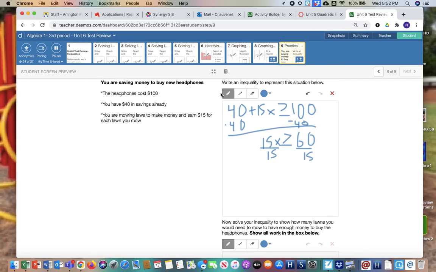60 divided by 15. Again, use the calculator here if you need to. 60 divided by 15 gives us 4, so x is greater than or equal to 4. What does that mean? It means we'd have to mow 4 or more lawns to get the $100 for the headphones. This means a minimum, so we'd have to mow a minimum of 4 lawns to get the headphones.